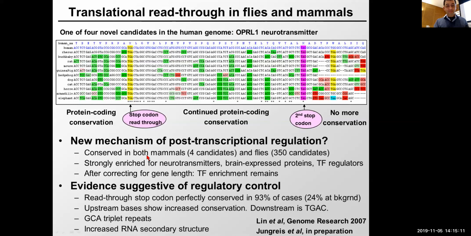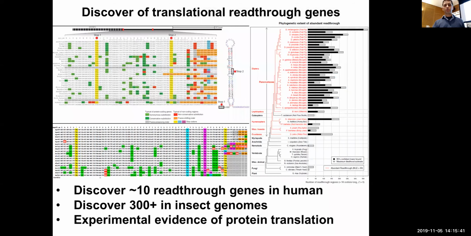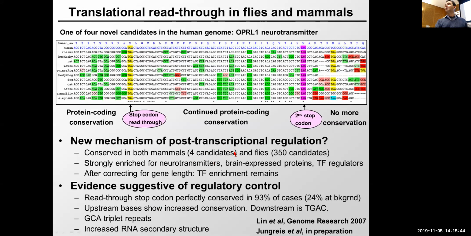So what we found is that these were very strongly enriched for neurotransmitters, for brain-expressed proteins, for transcription regulators. They had specific upstream bases that show increased conservation. Downstream was much more likely to be a TGAC. They had GCA triplet repeats. They had increased secondary structures. So there seems to be a controlled, regulated mechanism through which these hundreds of fly genes are ignoring their stop codons. And we also found several candidates in mammals that appear to have this stop codon read-through.